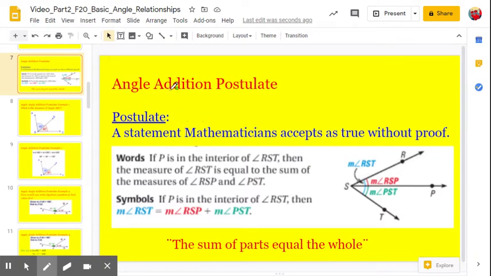The one we have today is called the angle addition postulate. And what that says is if I have an interior point P in between this angle RST, then the measure of angle RST has to be equal to the sum of these parts. So RSP and PST, those two angles, have to add up to the whole. So I like to say this postulate is basically the sum of the parts equal the whole. So if you have adjacent angles making up a whole angle, those two parts will equal the whole each and every time. And that's without proof. We accept that. It's a postulate.